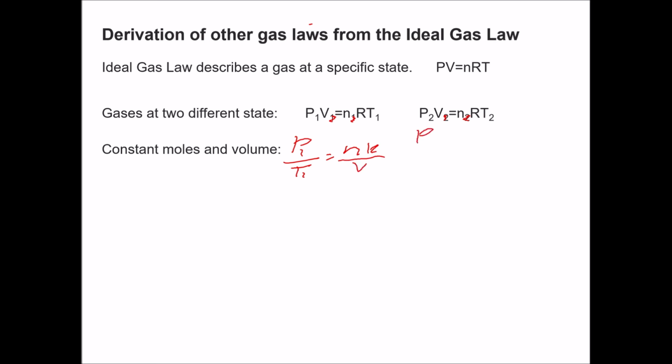I'm going to do it for the other side as well. P2 over T2 equals NR over volume. Since these are both equal to the same constant, you'll see that now your variables will just equal each other. P1 over T1 equals P2 over T2. And that ends up becoming Gay-Lussac's law. Gay-Lussac's law is directly proportional given that the number of moles, the R, and the volume are constant.